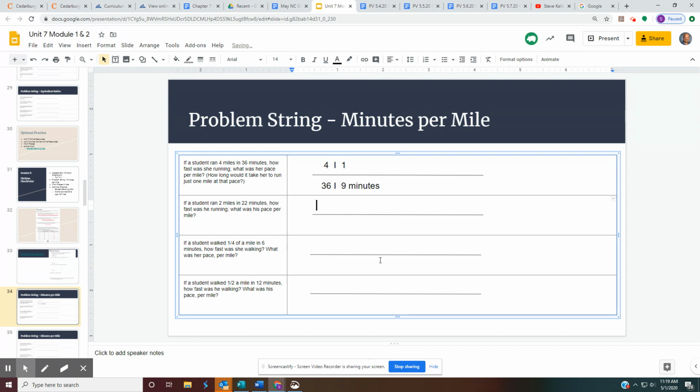All right, so hopefully you've completed these last 3 problems on this page. We have 3 more on our next page.